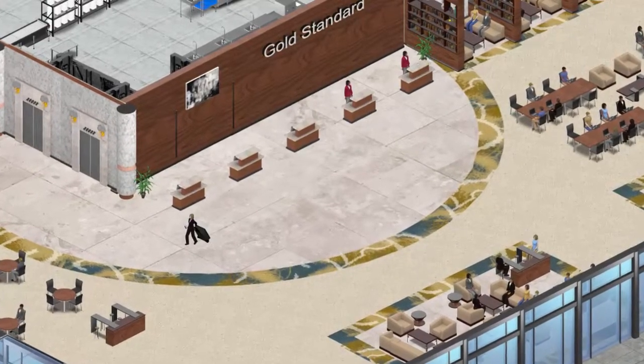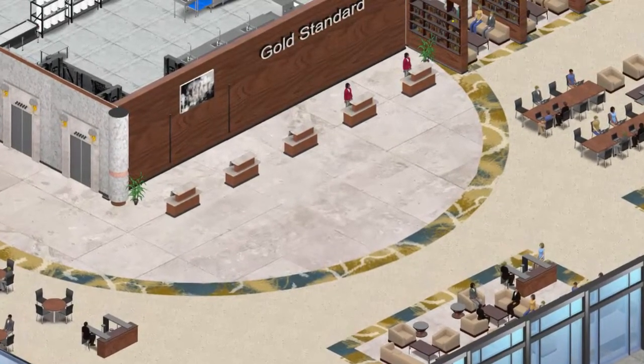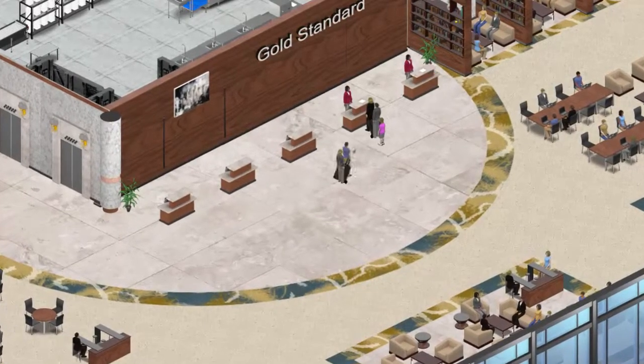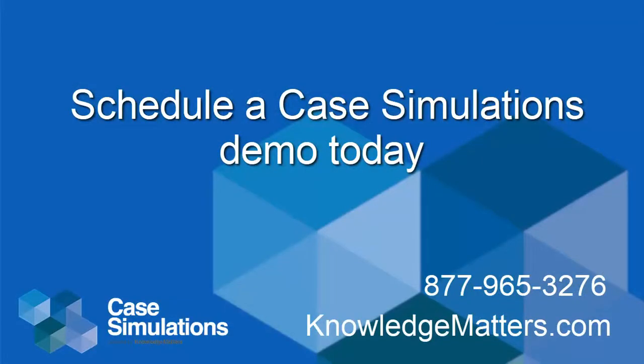This sim introduces students to the fundamentals of hotel accounting and shows that there's a fine balance between achieving profit and creating a positive guest experience.